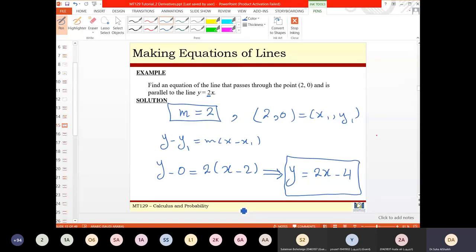Yeah, this is one of the questions that comes as multiple choice. Most probably in the next quiz, when I have a quiz on tutorial 2, you will see a lot of questions related to this, to the line equation. Okay.